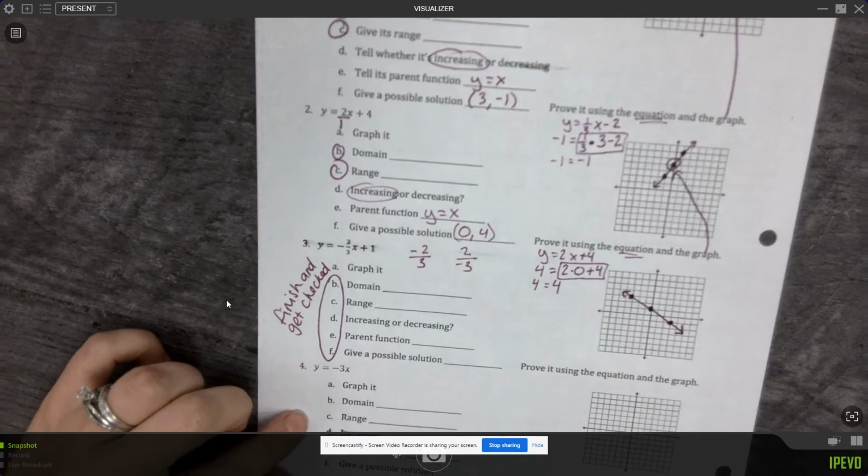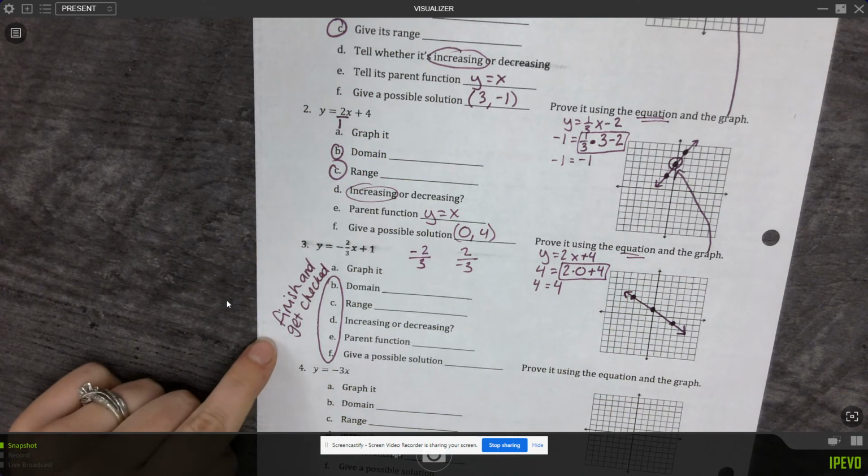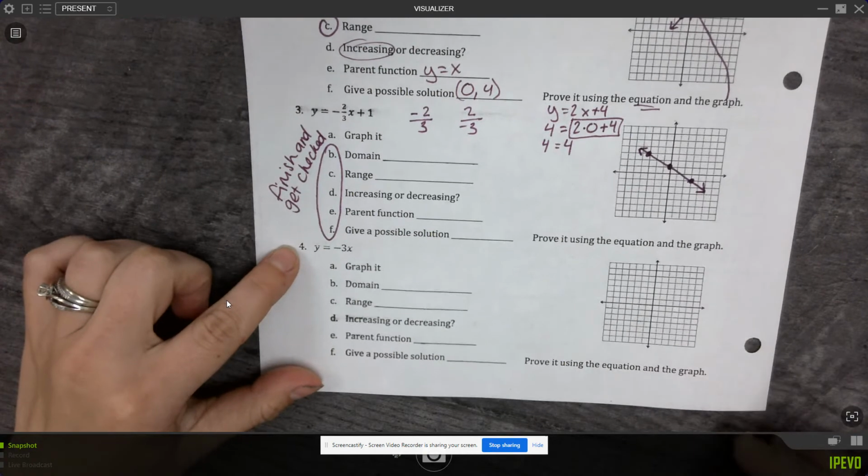B, C, D, E, and F. You should be able to use some information that you have from numbers 1 and 2 to get those done, and then get them checked. And then we're going to talk about number 4.